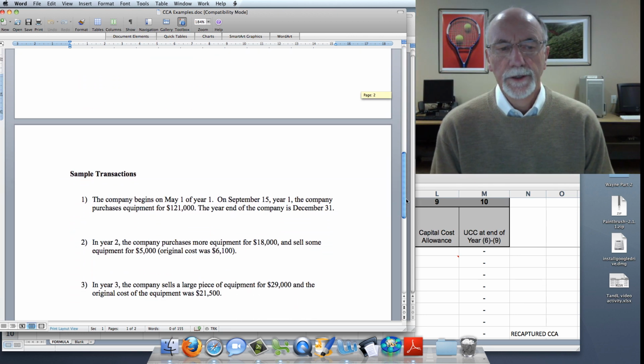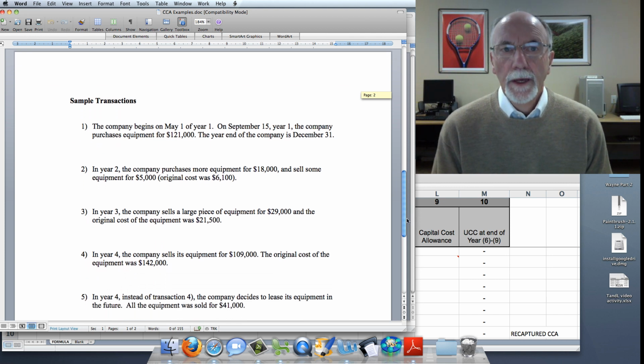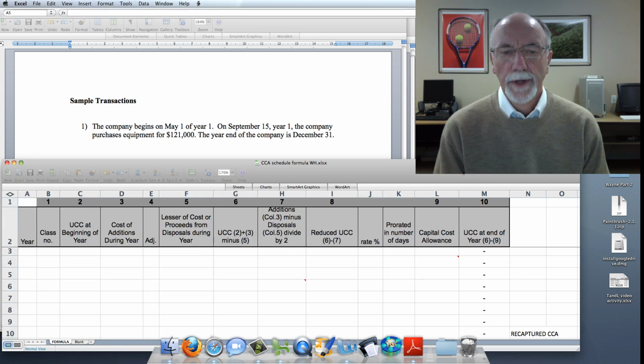The first transaction that we're recording is a company that begins their fiscal period on May 1st, and then they purchase assets during the year. So if their year end is December 31st, it's a short year end, and we have to prorate the capital cost allowance calculation. And so we'll go to the CCA schedule now.